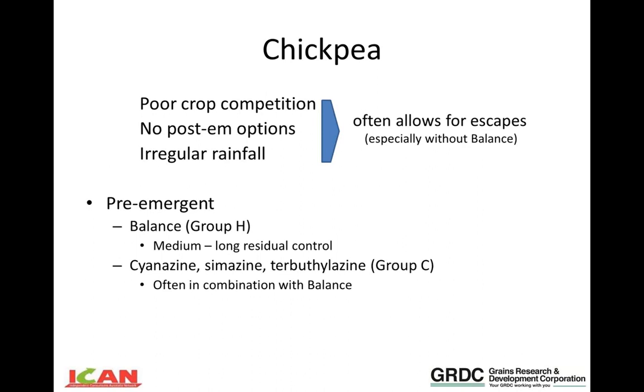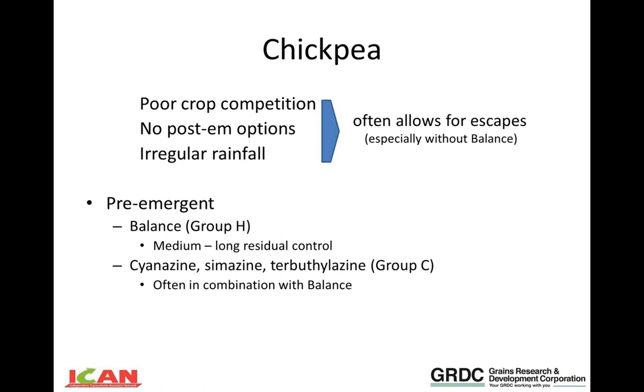Now, in contrast is chickpeas. Chickpeas is certainly the weakness in the rotation. It's where you can expect there to be blowouts. That's for several reasons. Firstly, poor crop competition. Your chickpea crop isn't going to provide much competition against sowthistle. There's really no post-emergent options for use in chickpea. And the last one there is irregular rainfall.